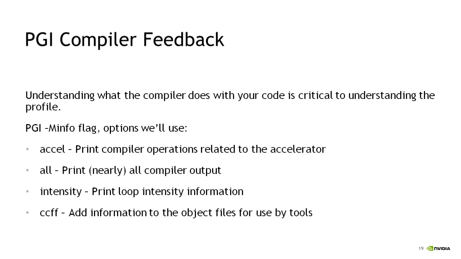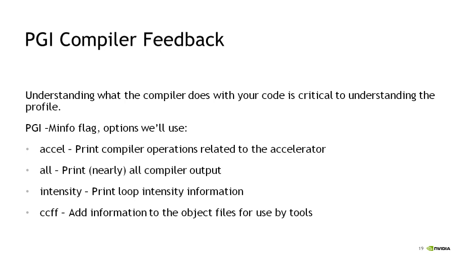On the PGI compiler, this is enabled using the -minfo flag, and there are some important options I want to highlight. So -minfo=accel is a flag that says, when I'm building with OpenACC, tell me what you're doing with my code. -minfo=all will print out nearly everything, so it'll print out the stuff from accel. It will print out whether or not it unrolled your loop, or whether or not it used SSE or AVX instructions on a modern CPU, what optimizations it could do.